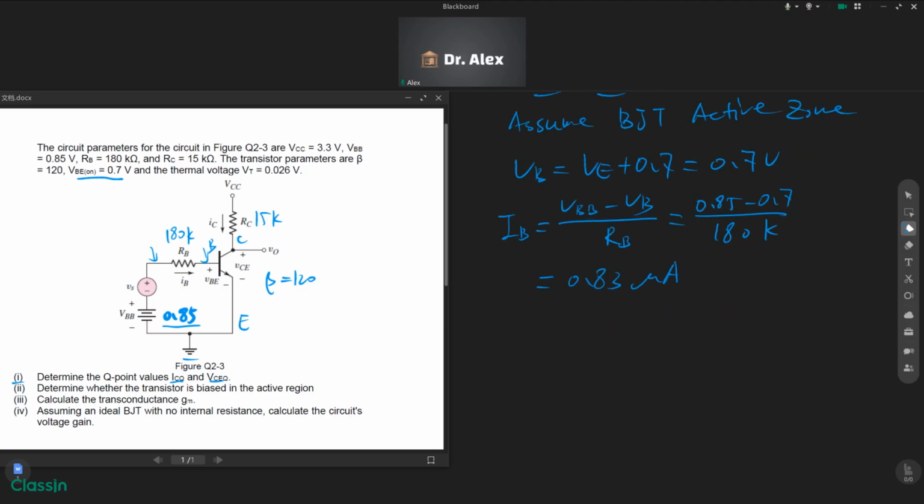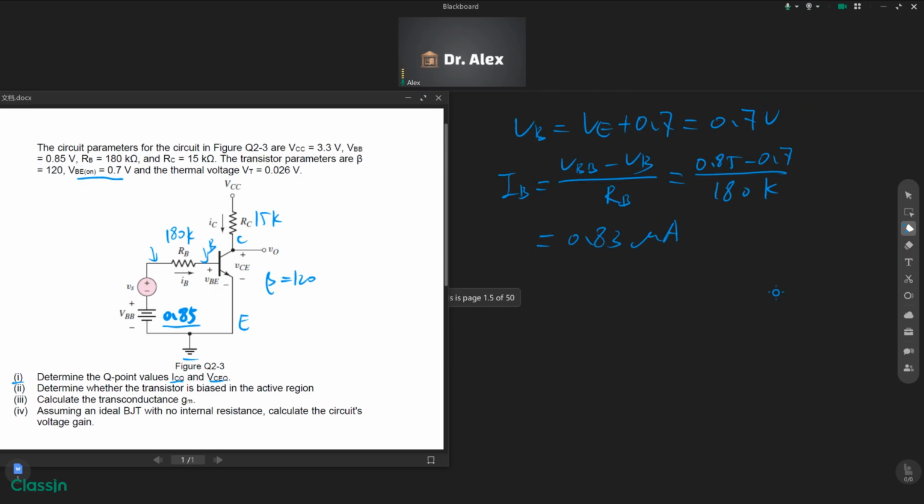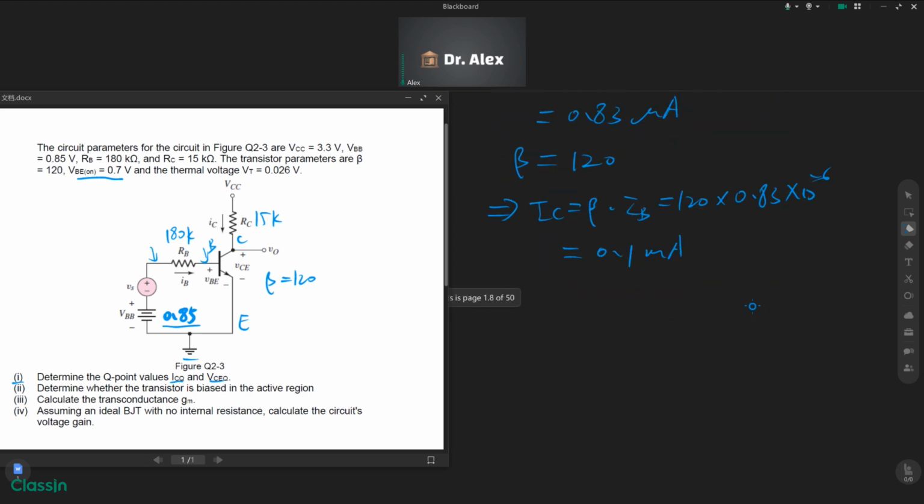Now we know the value of IB and we know beta, which is 120. So IC is beta times IB, which equals 120 times 0.83 micro, which is 0.1 milliampere. So we got the value for IC.